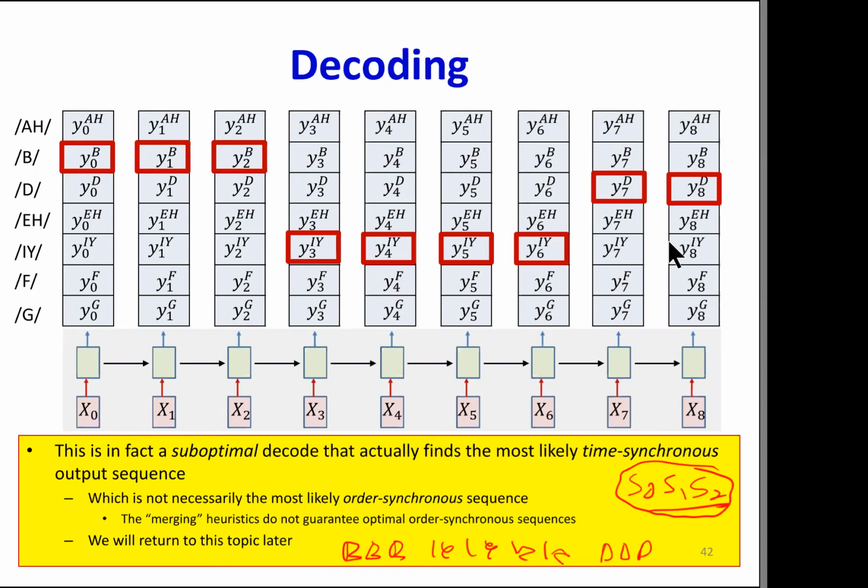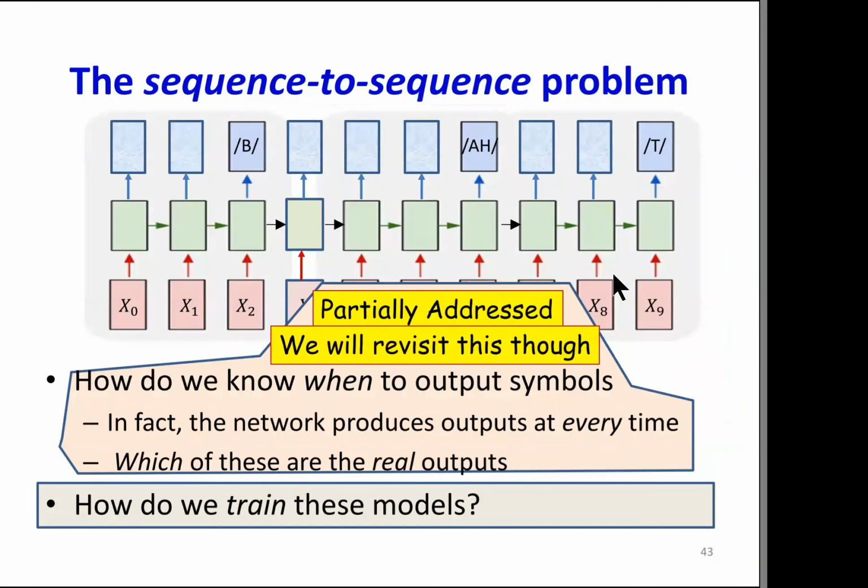Maybe from Y3 to Y8, if the actual one is EH, and Y3 to Y8 EH summed together is much larger than Y3 to Y6 IY, something like that. Yeah, well, you're right. We'll get to that. Good answer. In any case, we've partially addressed the issue of how to produce a sequence of symbols given an input. We'll have to go back and revisit this to see how we can do it right.